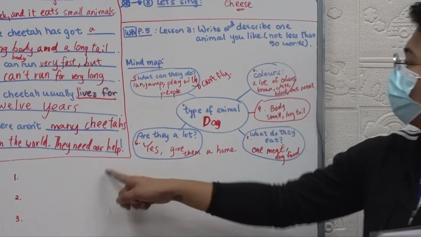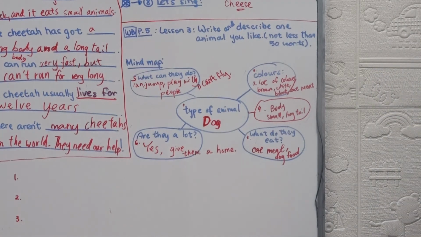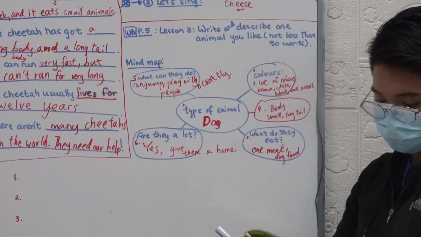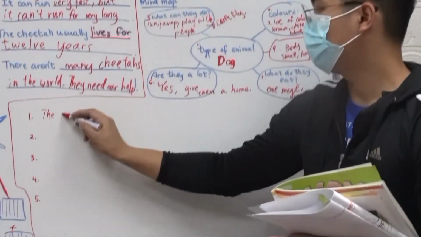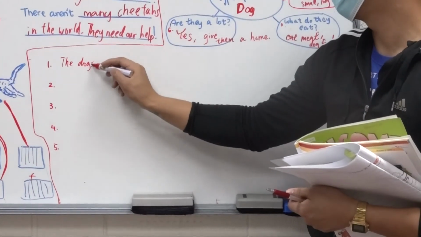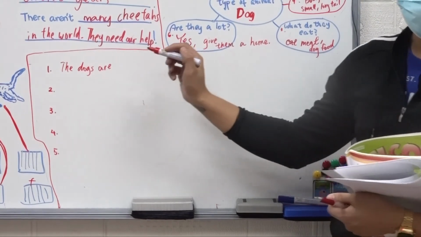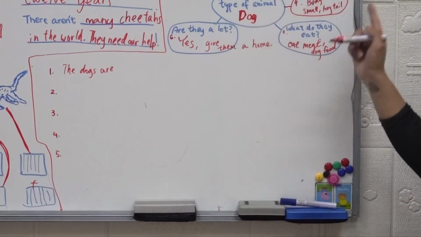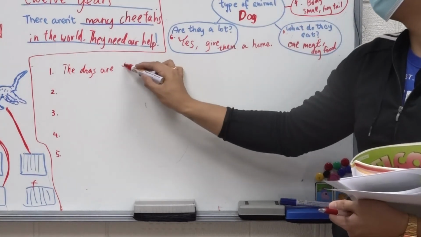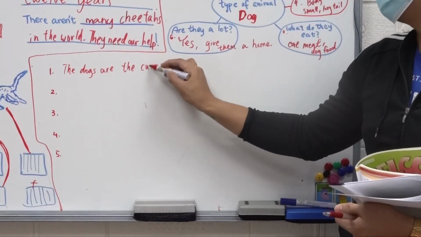And then we have to write down now, right? So what kind of animal is it, right? Dog. I like the dog, right? So you can say, the dogs are, don't copy. This is my own, right? So you go home and try to make your own, okay? The dogs are the cutest, right?